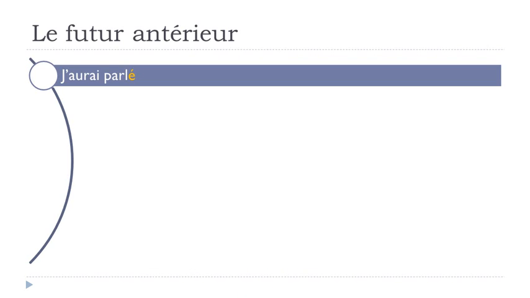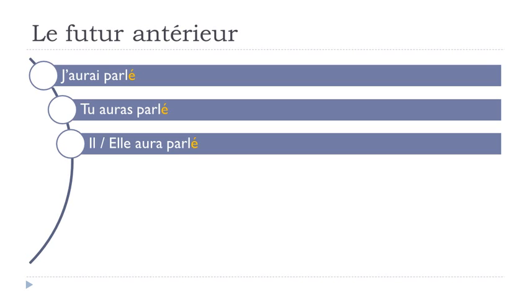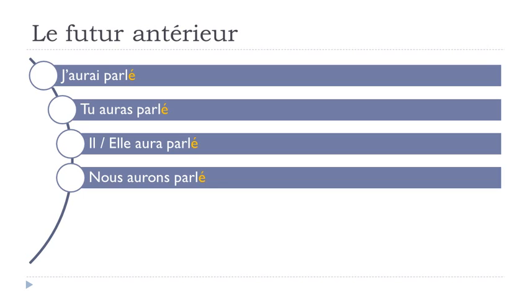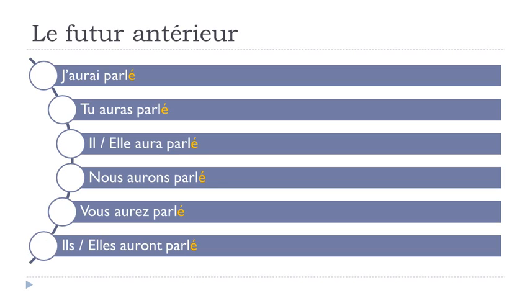An example now with parler. J'aurai parlé. Tu auras parlé. Il aura parlé, elle aura parlé, nous aurons parlé, vous aurez parlé, ils auront parlé, elles auront parlé. All right, so as we saw, first you've got this avoir at the future form, then you've got your participe passé here: aura, then participe passé, etc.